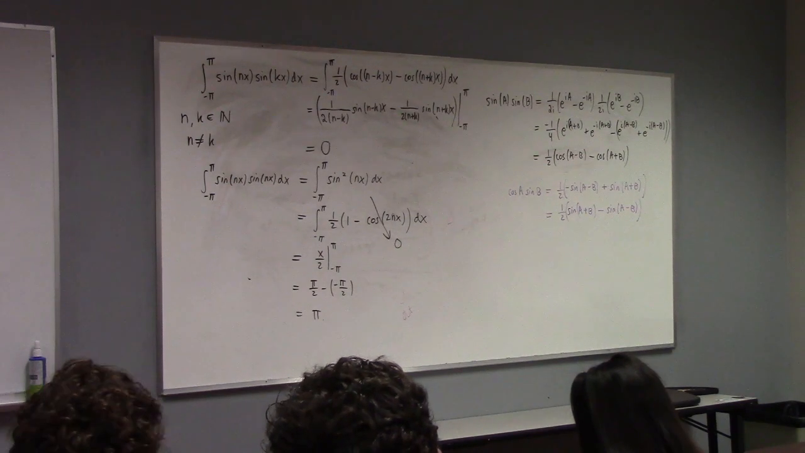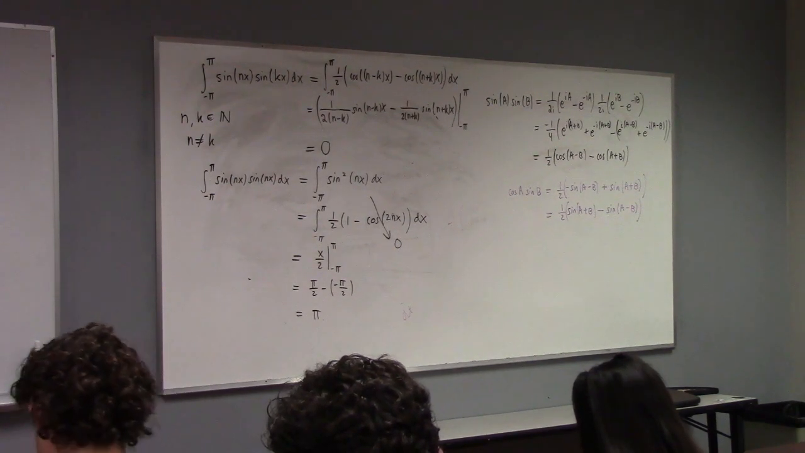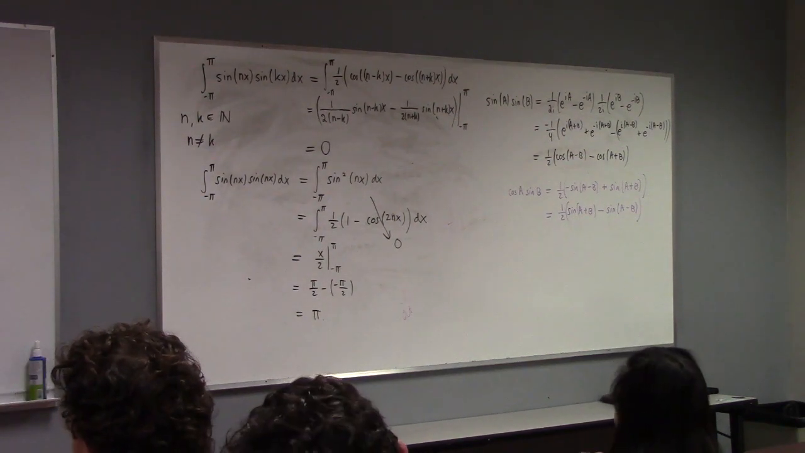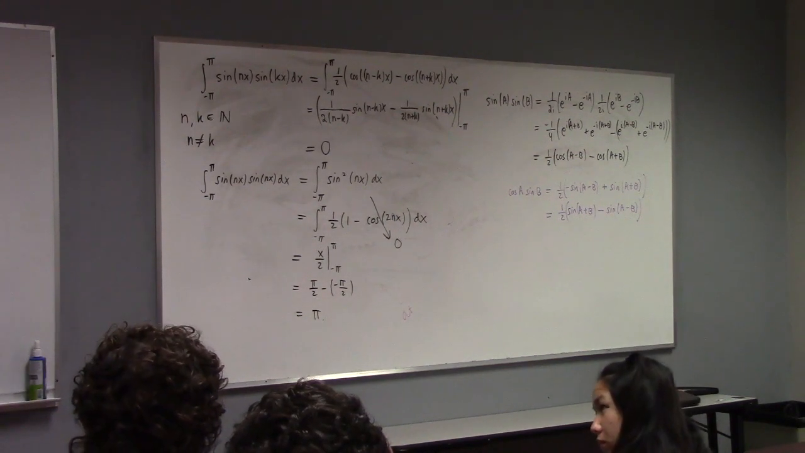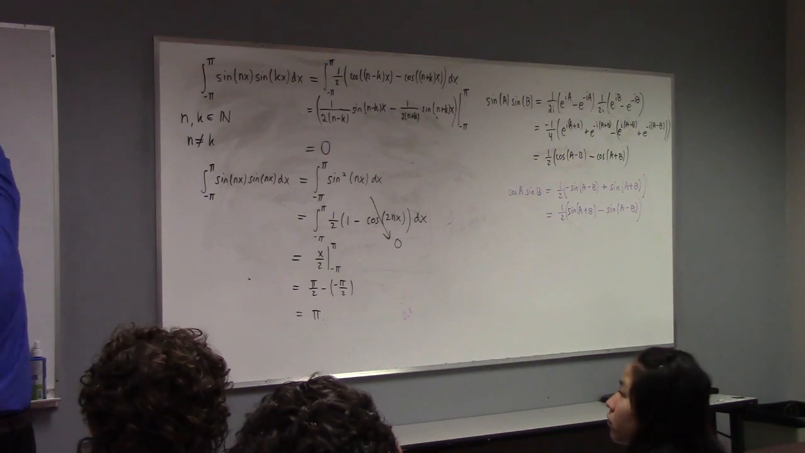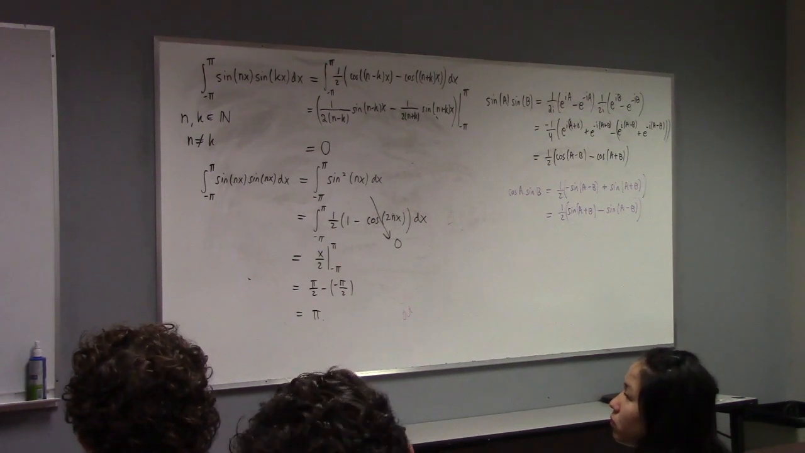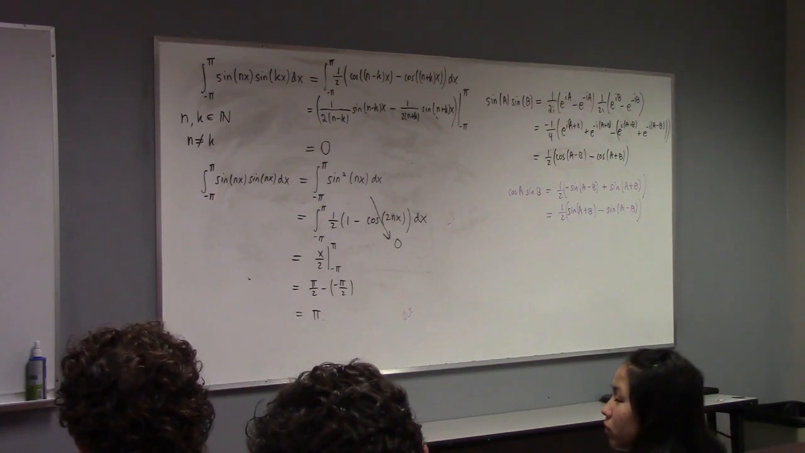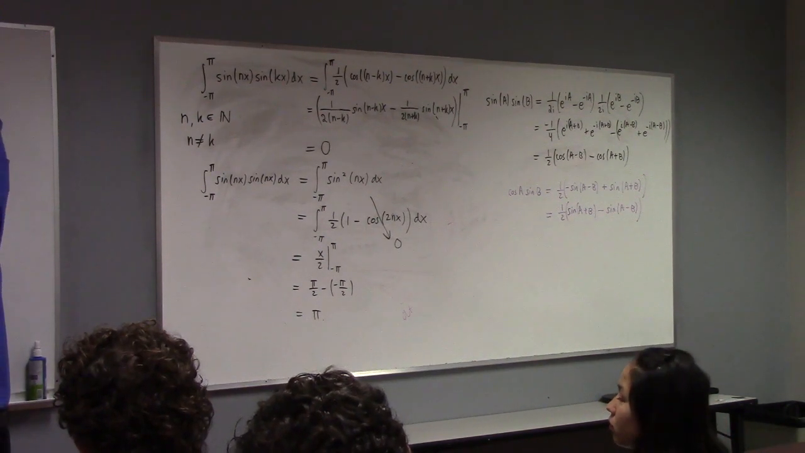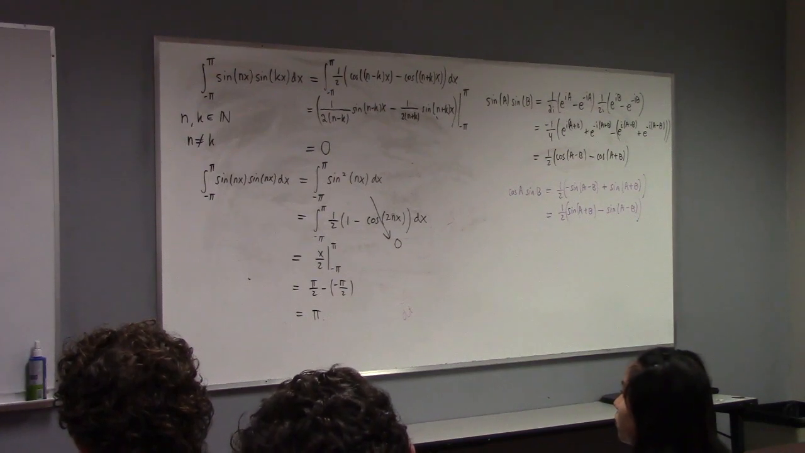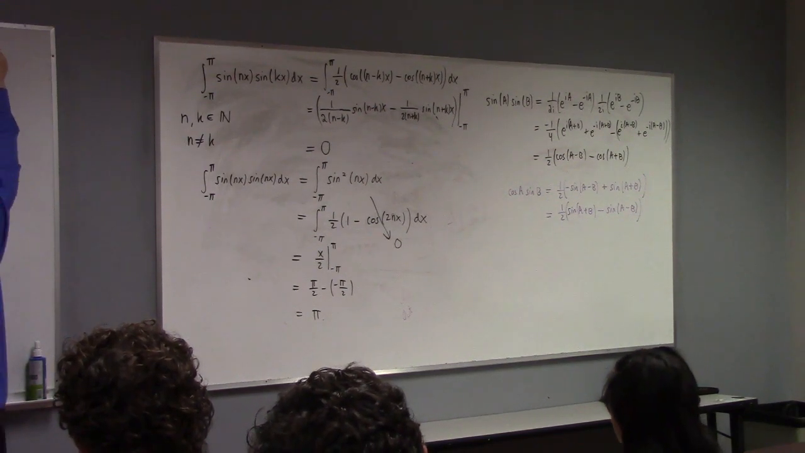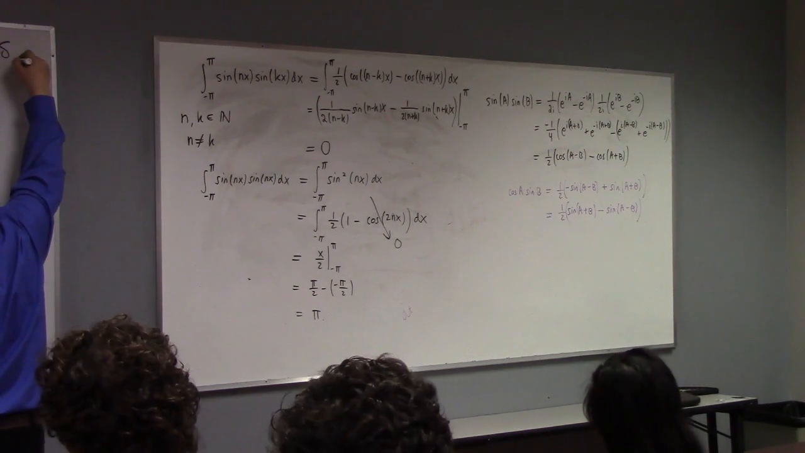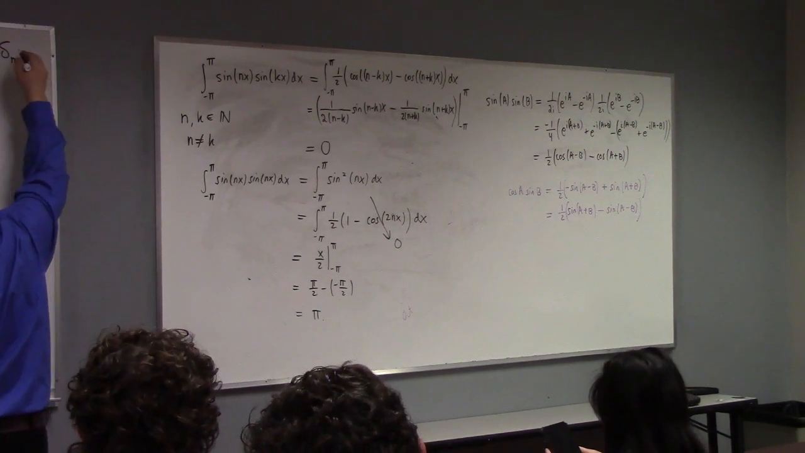Let me shorten this story a bit. We could keep doing these calculations, which are very similar, but what you can show through calculations like the ones I've done are three basic identities. Namely, the integral of sine of nx times sine of kx dx from minus pi to pi is equal to pi times the Kronecker delta n comma k.